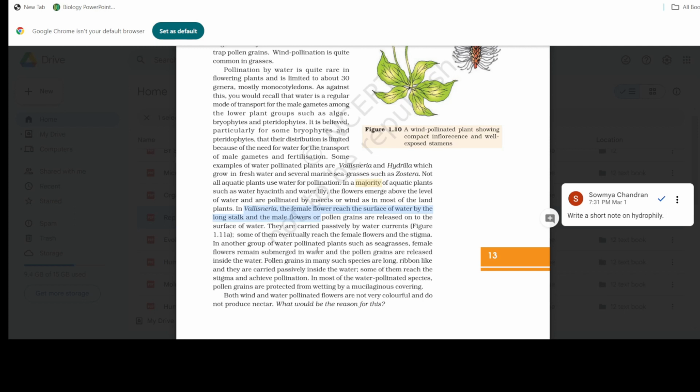In another group of water pollinated plants such as sea grasses, female flowers remain submerged in water and the pollen grains are released inside the water. Pollen grains in many such species are long, ribbon-like, and they are carried passively inside water. Some of them reach the stigma and achieve pollination. In most of the water pollinated species, pollen grains are protected from wetting by a mucilaginous coating. So this part you have to write. Is it clear, children? Yes. We will move on to the next question.